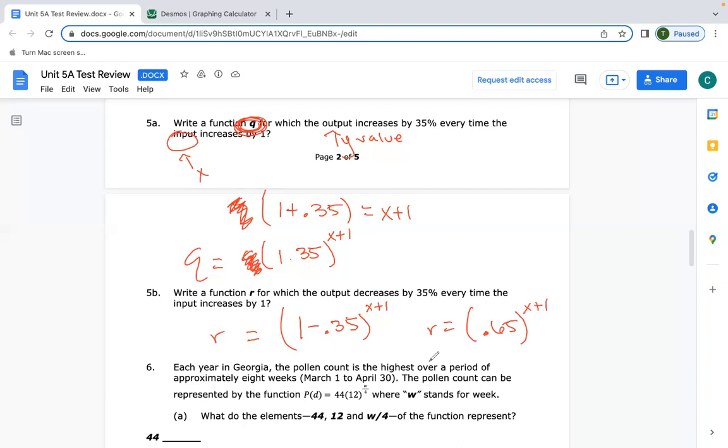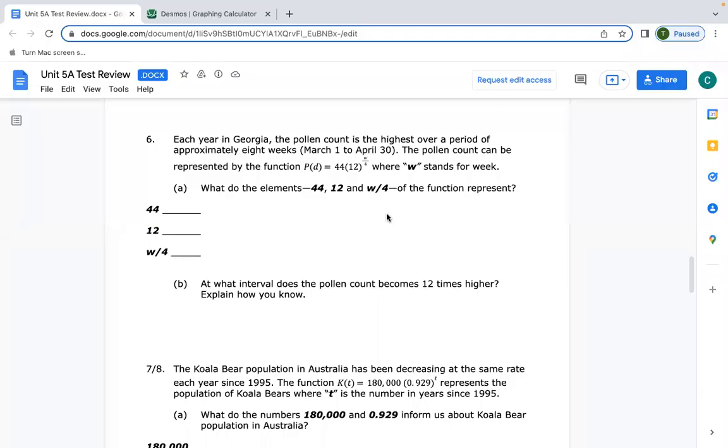So go ahead and take a look at number 6 and tell me what those numbers are going to actually mean for this problem. We're almost done. The pollen count is the highest over a period of approximately 8 weeks. The pollen count can be represented by this function where W stands for weeks. What do the elements 44, 12, and W divided by 4 of the function represent? So what does 44 represent?